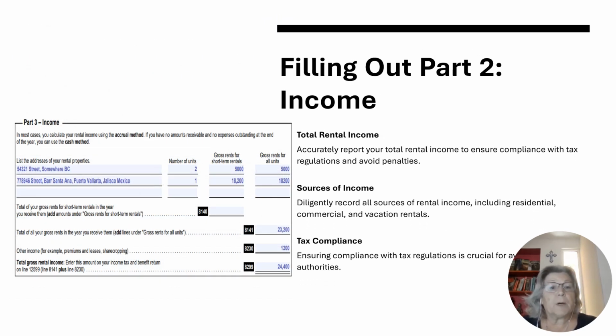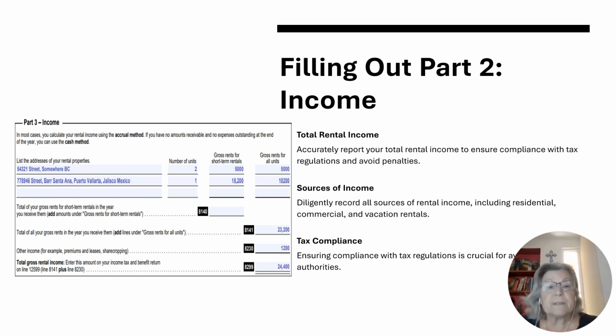Okay, filling out part two, here's an example of the income. So in this case, we've got two locations of rental properties. The first property has 2 units, the second property has 1 unit. Gross rents for short-term rentals, here they are. I'm estimating in my mind the foreign property is for 6 months sort of thing. Keep track and write down in your records and make sure the rental agreements show Facebook ads, whatever you're using.